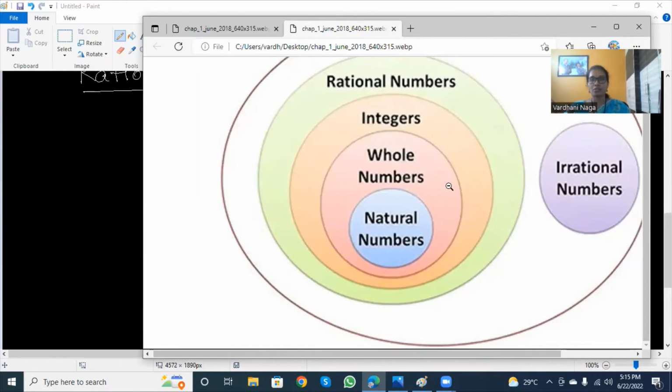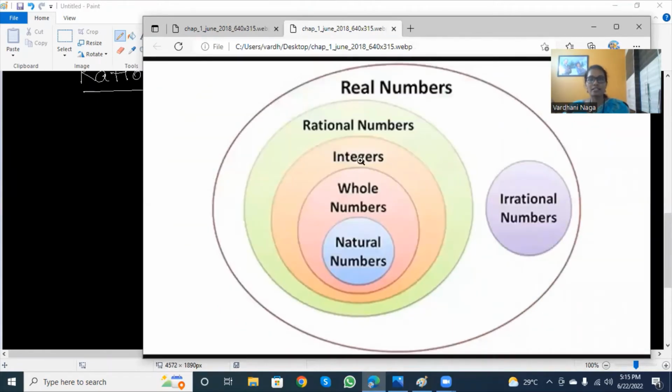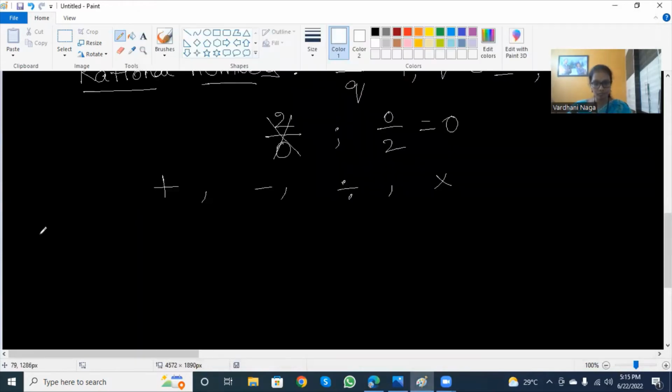So real numbers means what? Real numbers is just the combination of rational numbers and irrational numbers. We have all seen and learned about the rational numbers. Coming to the irrational numbers. What are irrational numbers? The mathematician Pythagoras wondered about representing root 2 or the constant value of pi. Okay, so irrational numbers.